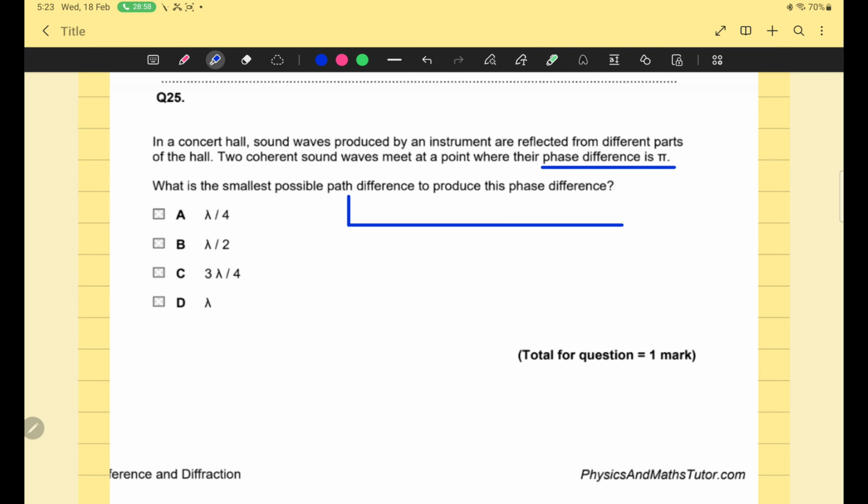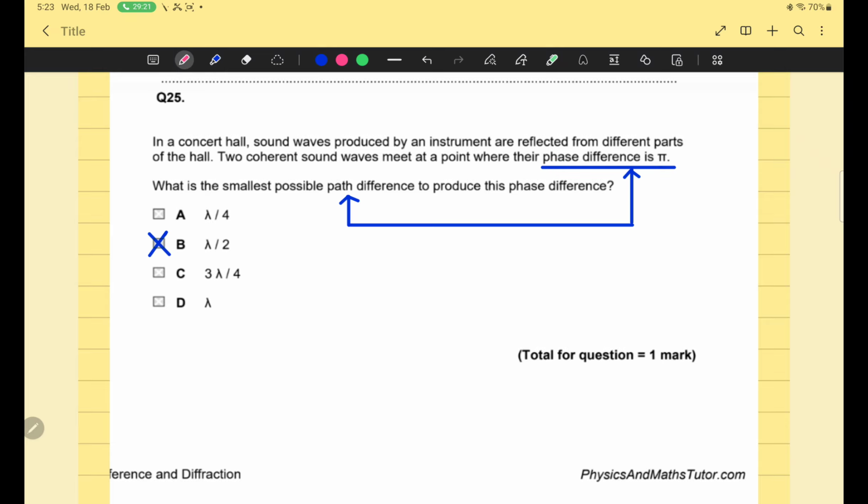Banin, you have to answer. Banin beta, if the phase difference is pi, then what is the path difference? You are saying lambda by 2, and I think you are right.